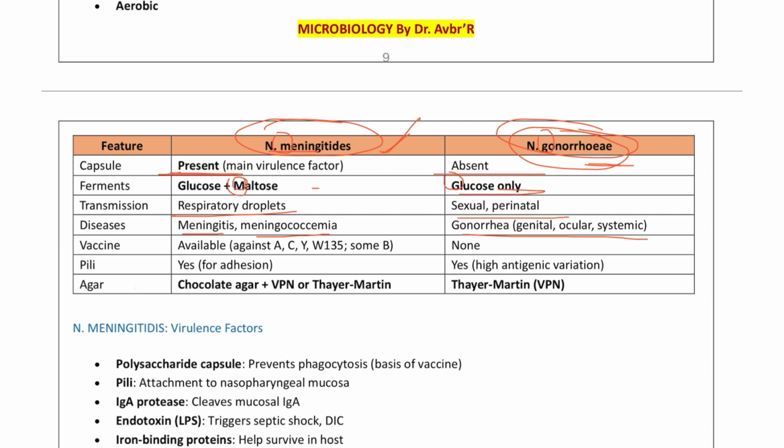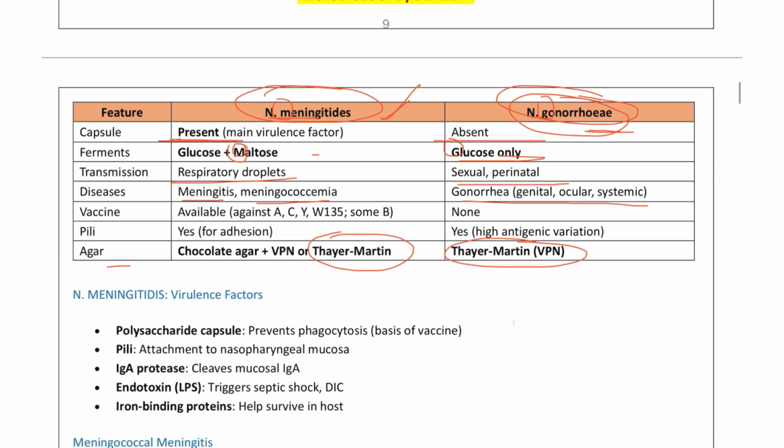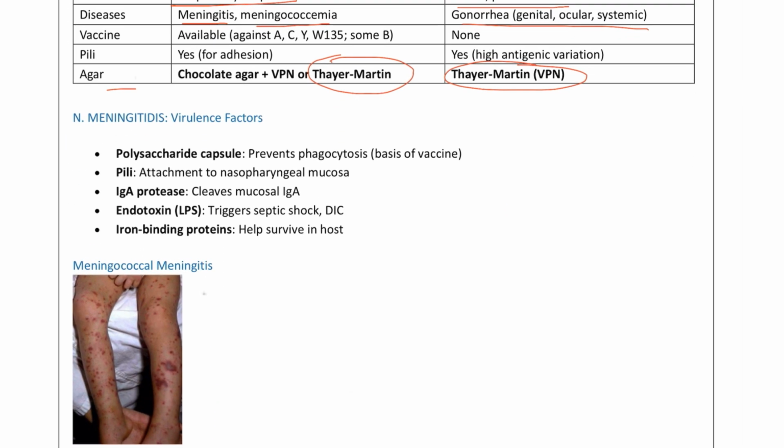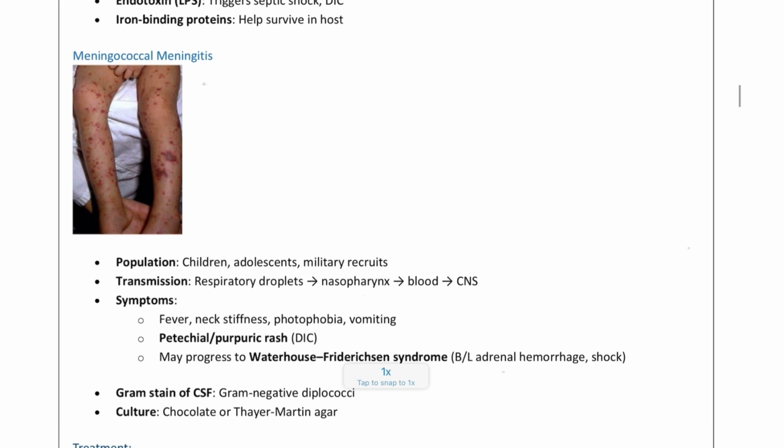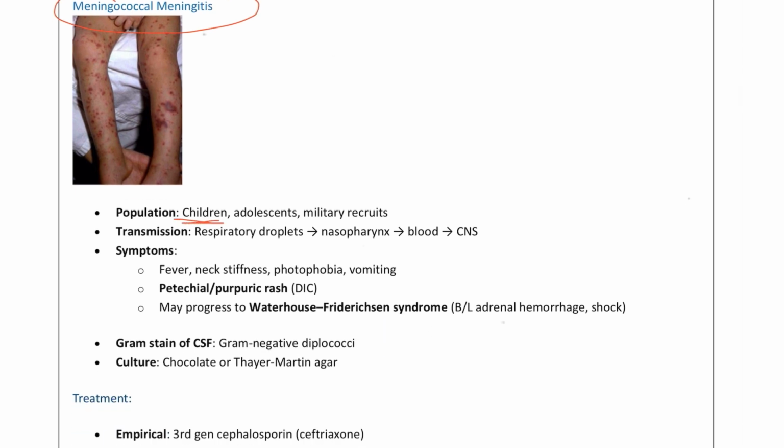And what is the agar that we are going to use here? Commonly Thayer-Martin only, we are going to use for both. That's the important thing that you have to remember. Coming to meningococcal meningitis, this is most commonly seen in children. Respiratory droplets are the main cause, with severe meningitis and rash. You have to confirm this is meningitis only.